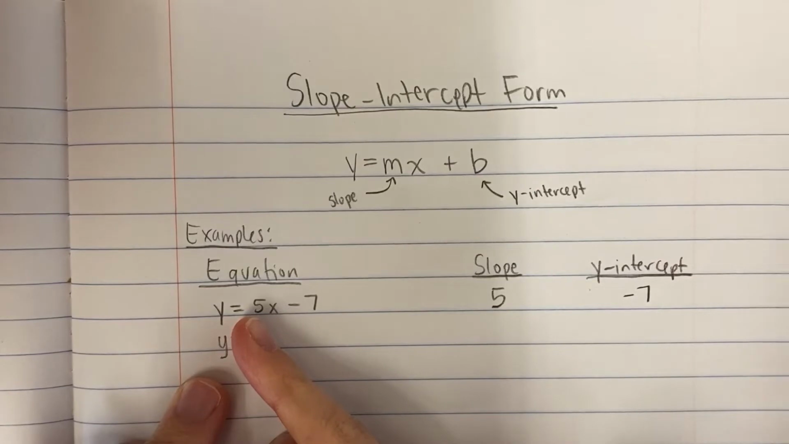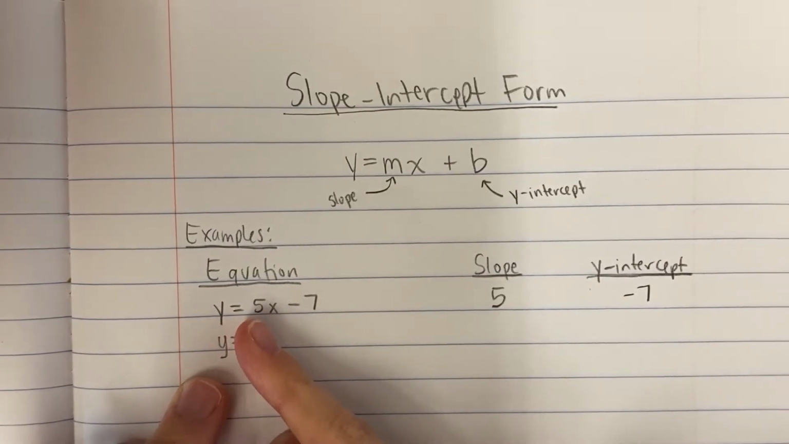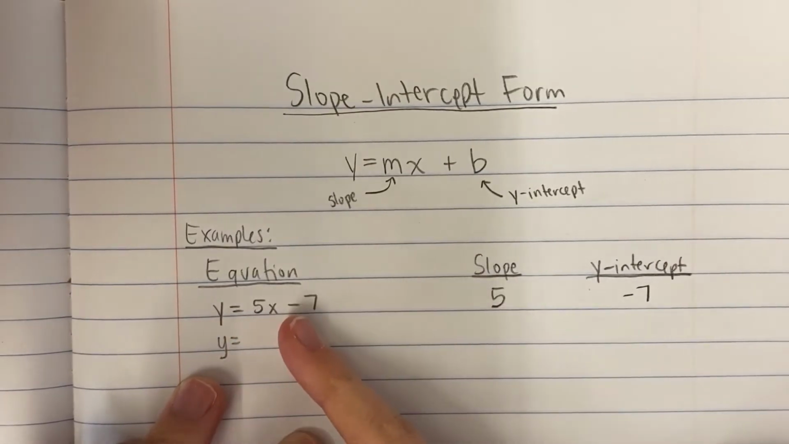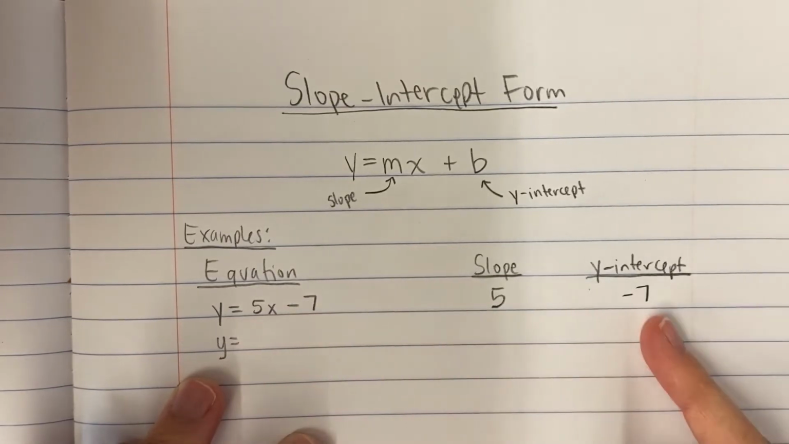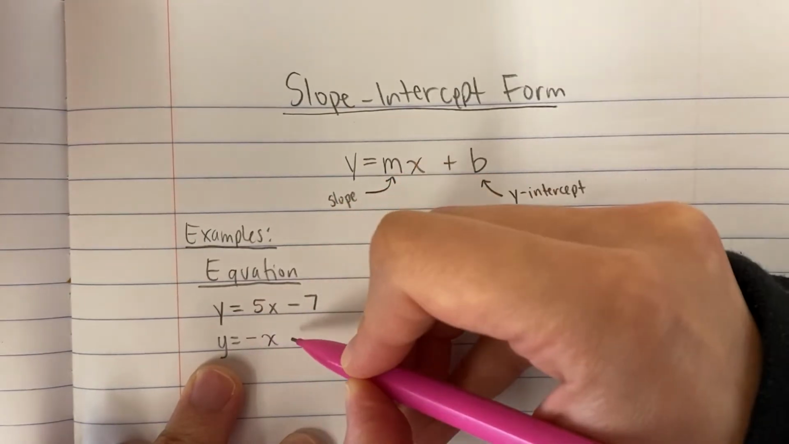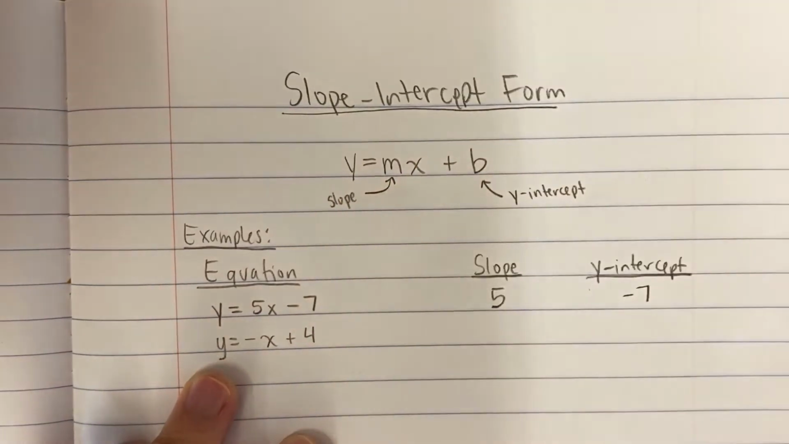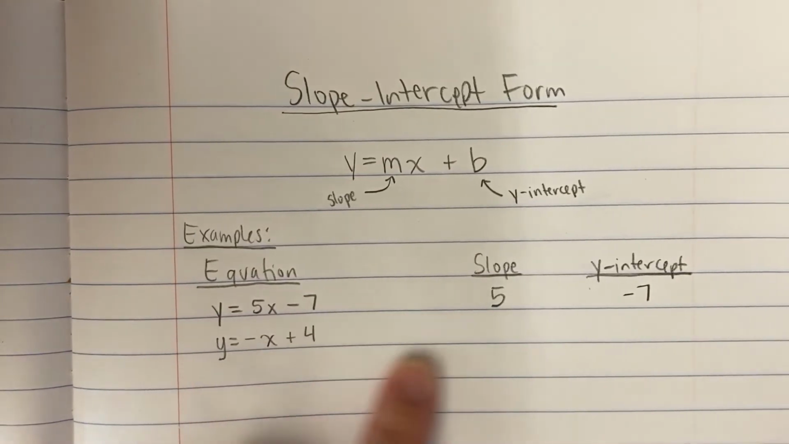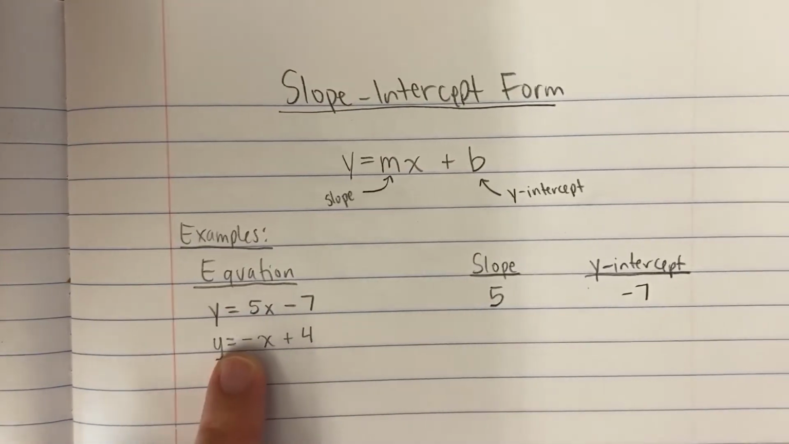This number here, sometimes it'll be a fraction, sometimes it'll be negative. That's the slope. This number here, sometimes it'll be positive, sometimes negative, very rarely a fraction. That's the y-intercept. Okay, and then there's just a couple things to look out for. If I have, for example, this, the rules still apply. The slope is the number that's being multiplied by x.